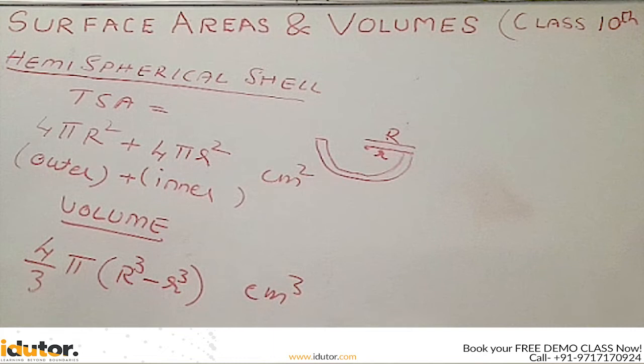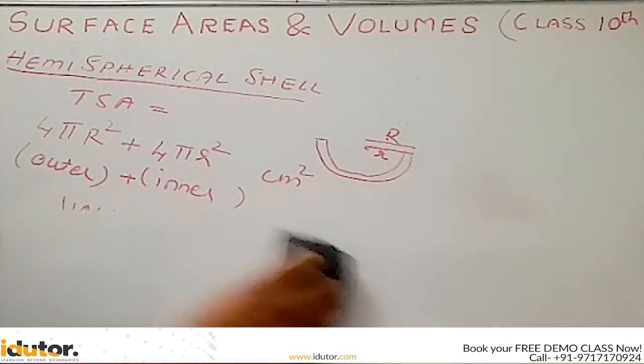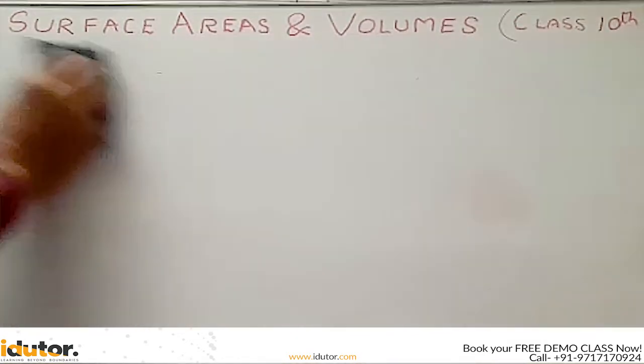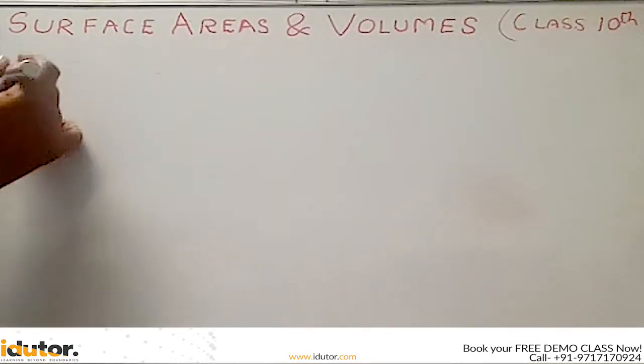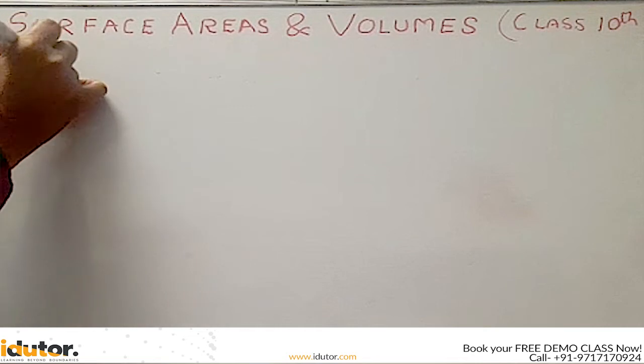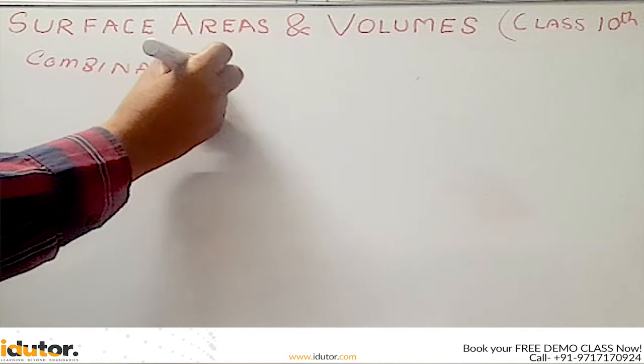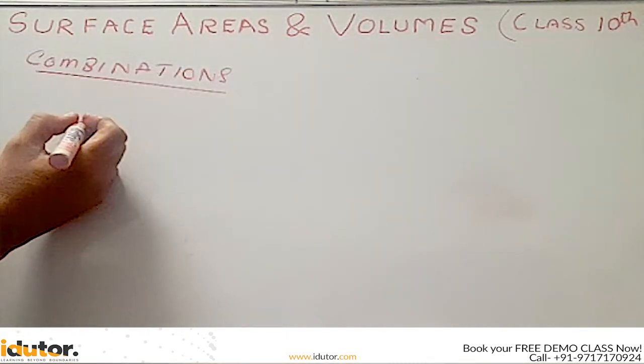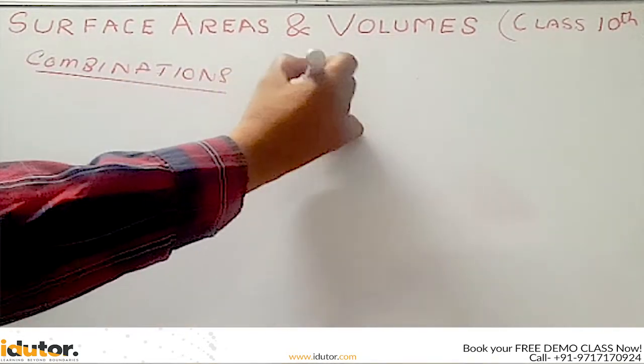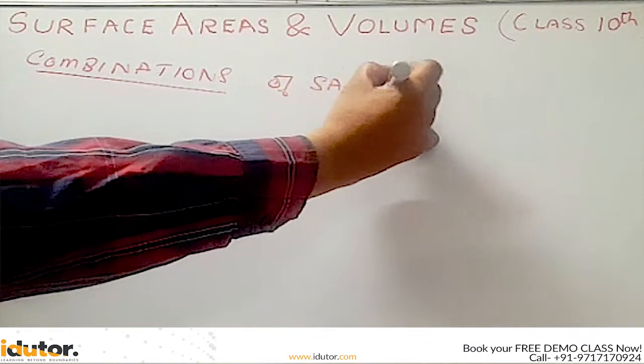Okay. So now we'll be discussing different kinds of surfaces being used. Let us learn the combination of volumes and surface areas of different figures. So after this, combination of surface areas and volumes.